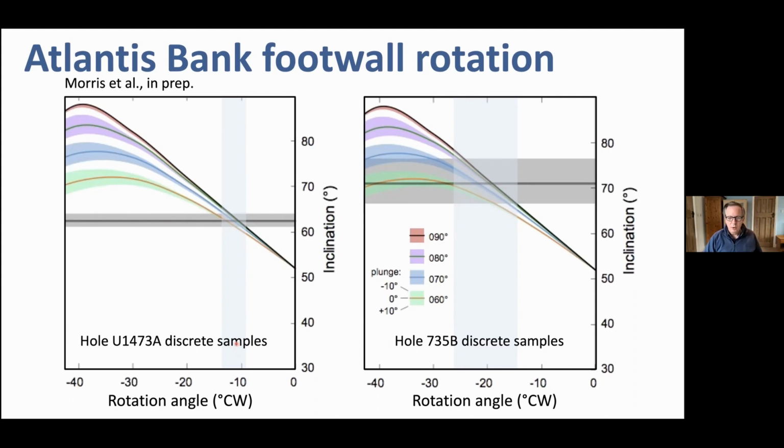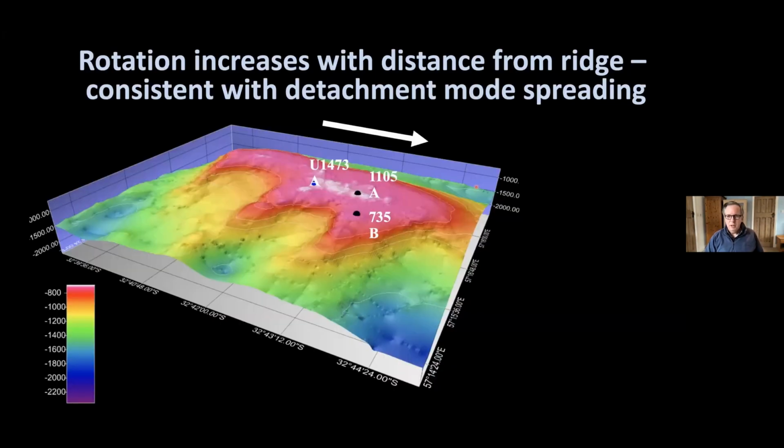And from these two holes, this is the hole drilled on Expedition 360 and the earlier one at 735B, you can see there's a real, significant difference in the amount of rotation recorded. So in this particular case, what's happened is that the rotation is smallest closest to the ridge and greater as you move away from the ridge. So that's consistent with what we call a detachment mode of seafloor spreading. I'll come back to that in a moment or two with another example.